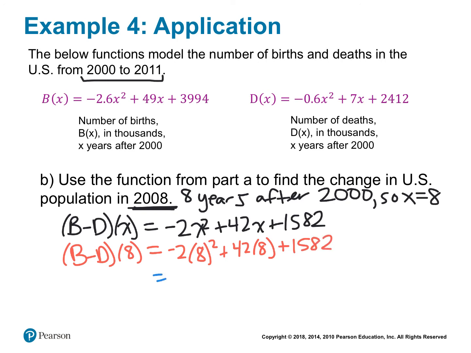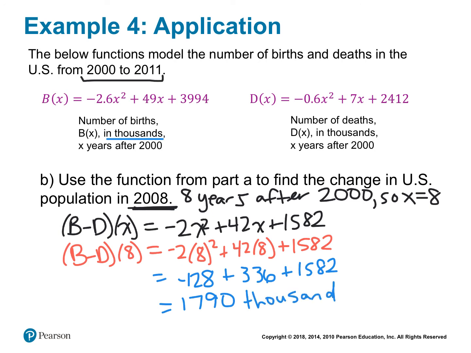So I have negative 2 times 64 is negative 128. 42 times 8 is 336, plus 1,582. If I add those together, I get 1,790. Now you have to be careful here. This is in thousands. So 1,790,000, or it's 1,790, then 1,000 means 3 more zeros. So that would be how many people we have in 2008.